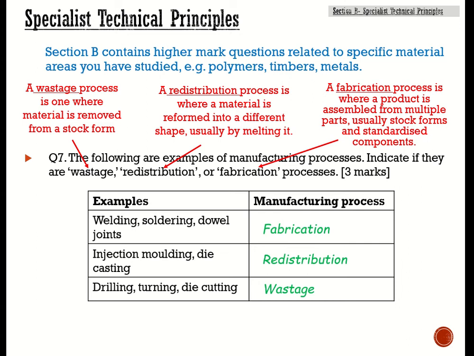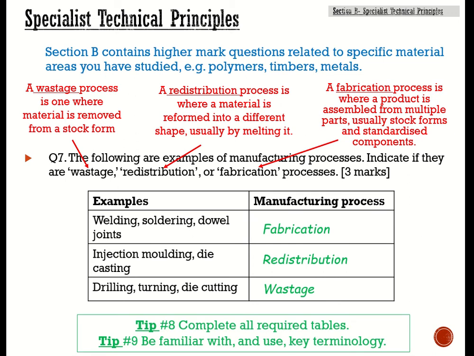Another one that you could be asked for is an addition process. That would be something like 3D printing. So tip number 8, complete all the required tables. I've noticed students in the past not realise they have to fill out a table, so make sure you do. And tip number 9, be familiar with and use key terminology. So you'll need to look up language in your revision guide, make sure you're familiar with it.